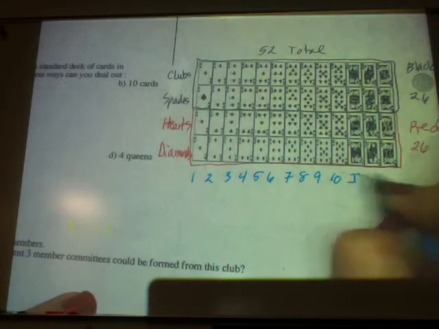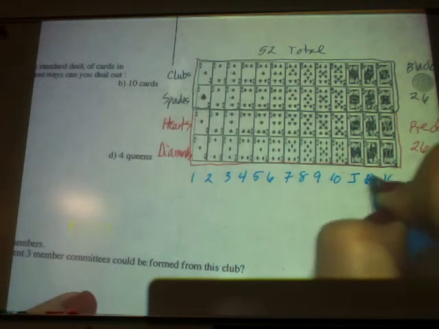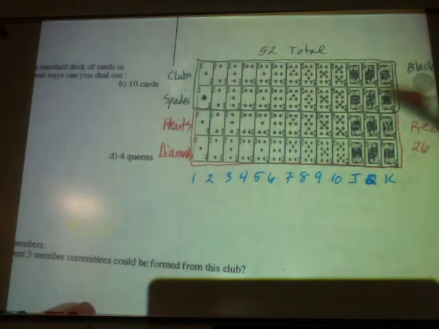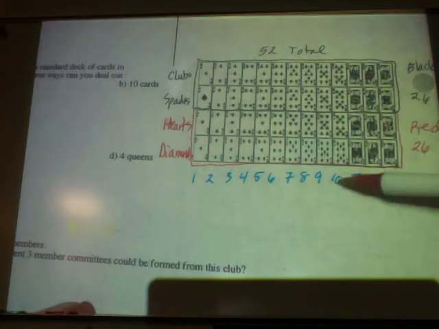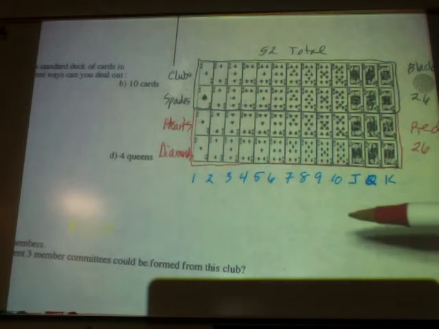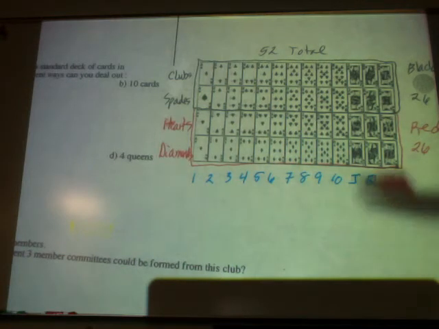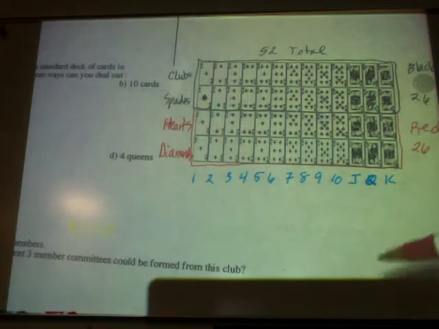Then we have the face cards, which are jack, queen, and king. There are 12 face cards. How many numbered cards are there? 40. Yeah, 10 times 4 is 40. How many red numbered cards are there? 20. How many red face cards are there? 6. How many numbered cards of 5 are there? 4. So each of these, there's only 4 of those.